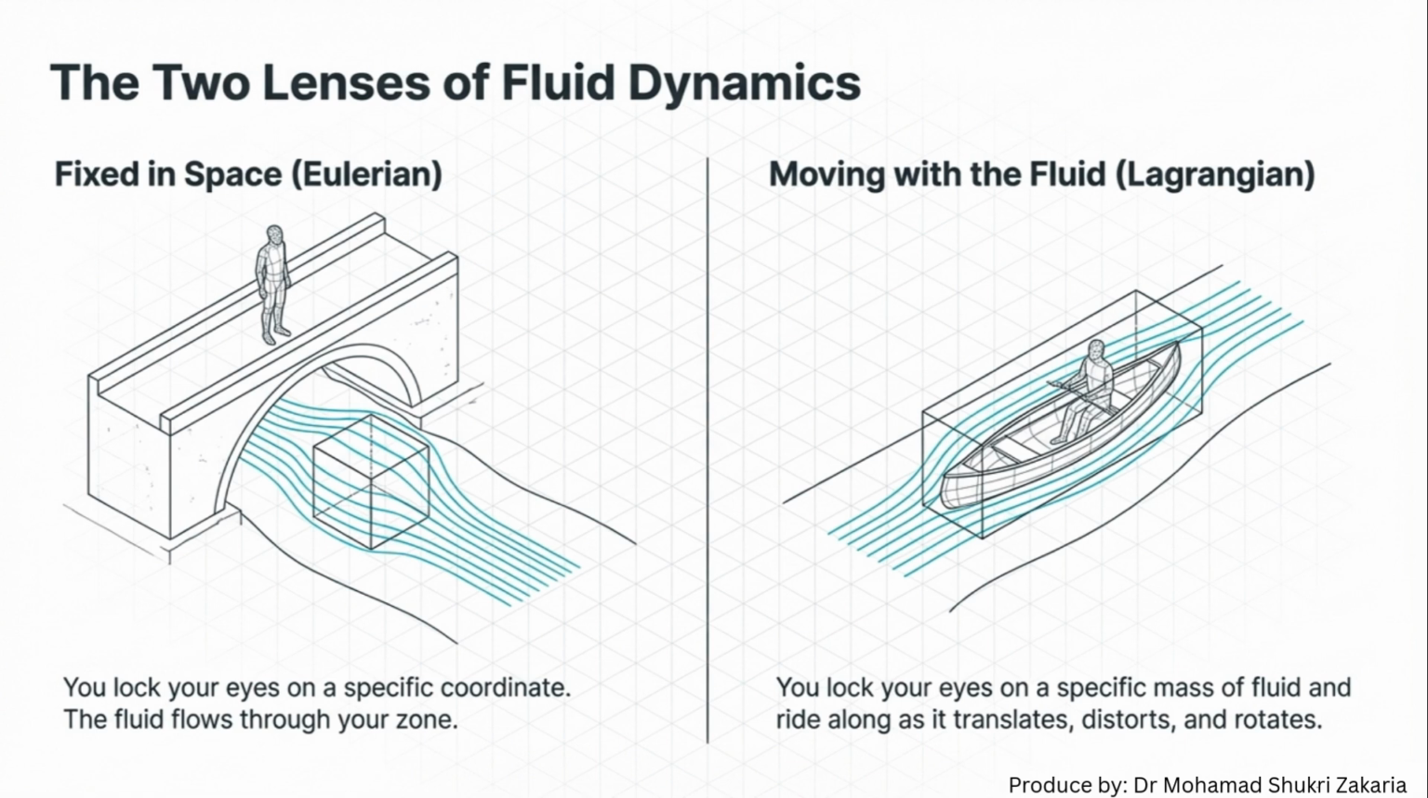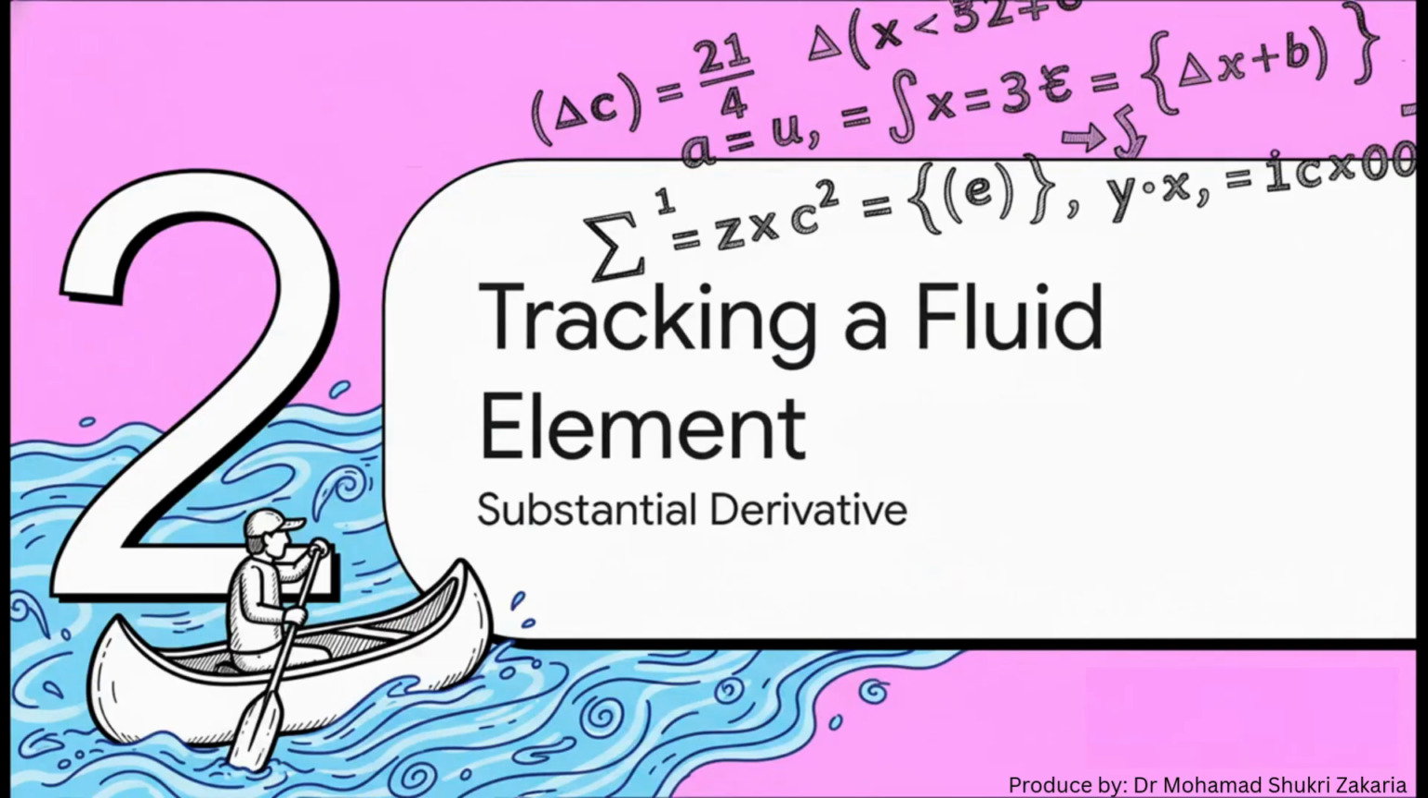Now, on the right, that's the Lagrangian view. You're not on the bridge anymore, you're in the canoe. You've picked out a specific little chunk of water, and you are flowing along with it, watching how it tumbles and stretches and rotates on its journey down the river. That idea of riding in the canoe, of following one single piece of fluid, is incredibly powerful. But how in the world do we describe that with math?